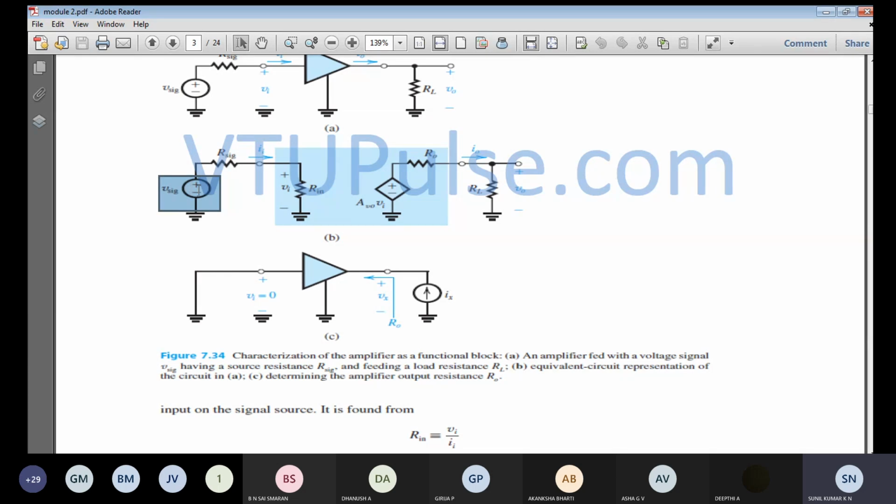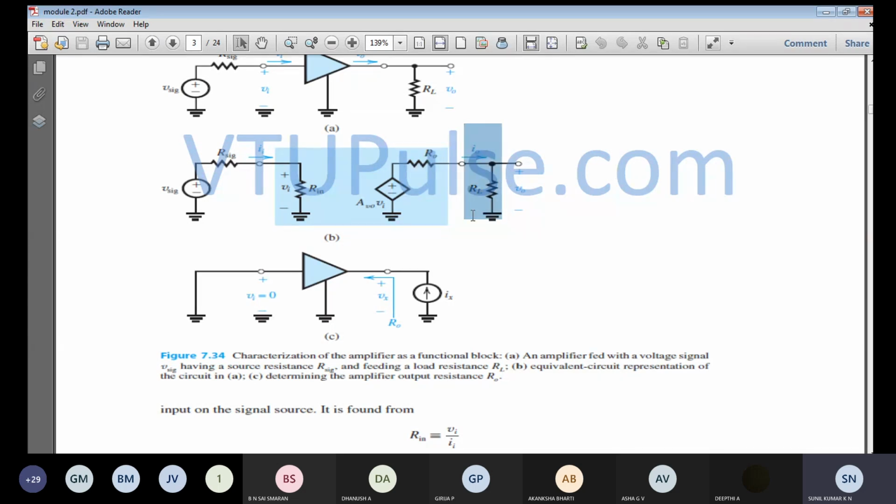If I set the signal voltage to 0, V signal will be equal to 0, which means obviously Vi will also be equal to 0, and this A_v0 times Vi is also going to be 0. So the amplifier action is gone, and you are going to connect one voltage source or a current source over here, and find out the voltage across it and the current drawn by this resistance, so that you can find the resistance value R0. So R0 is given by Vx by Ix. In that case you find the amplifier output resistance R0.